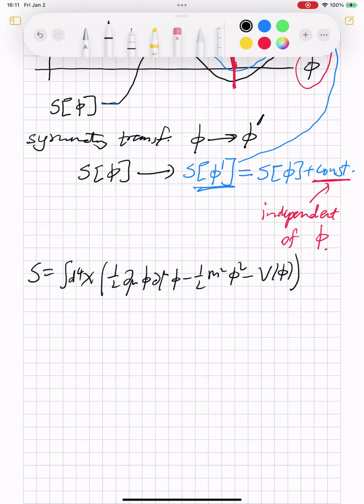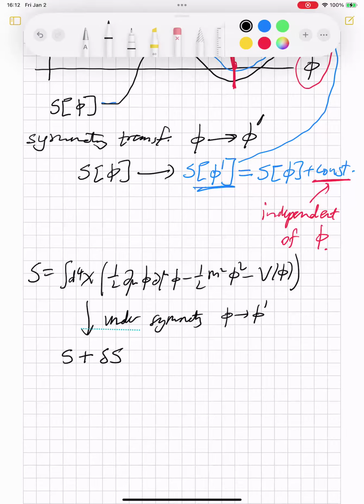Well, imagine that under the symmetry, we find that this becomes S plus delta S. Let me not say equal. So under the symmetry, what does that mean? That means we shift phi into phi prime. Okay, that's the action of the symmetry. Then we evaluate the action on phi prime.